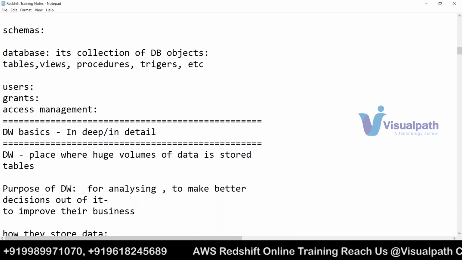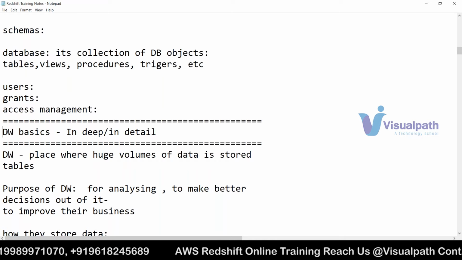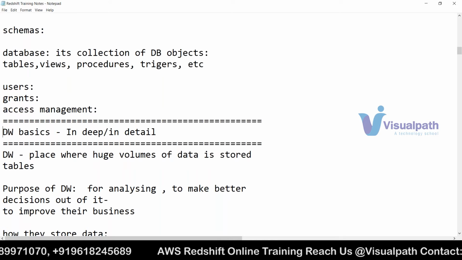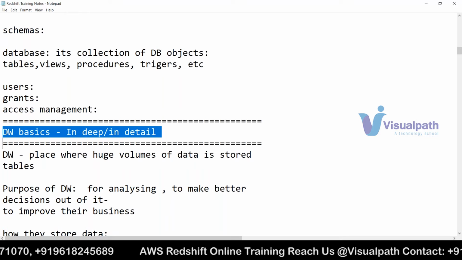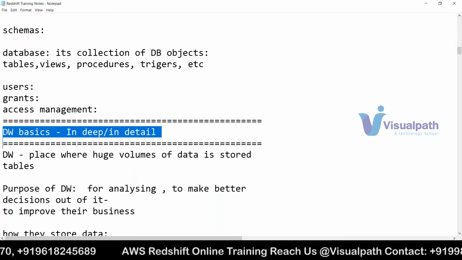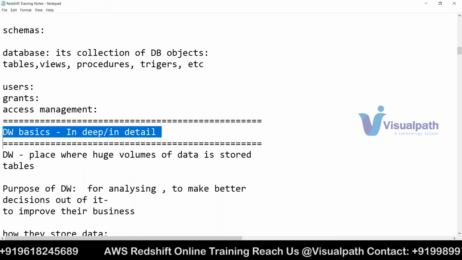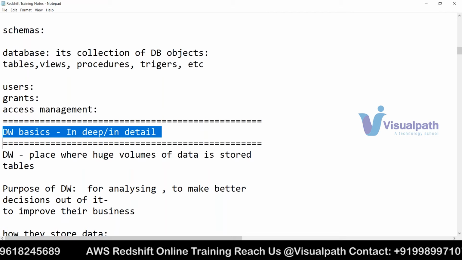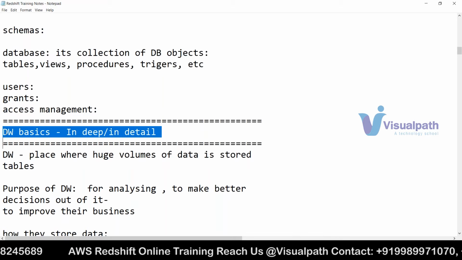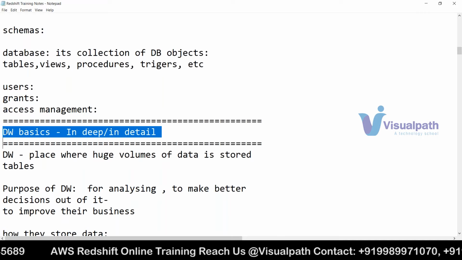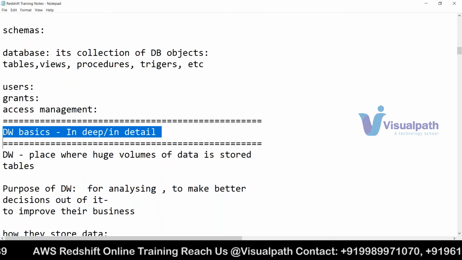In a data warehouse, the main purpose is that we want to store the history and make reports out of it. And why should we generate reports? Because we want to analyze them to make the business better in the future. Based on the history only, we can predict the future.